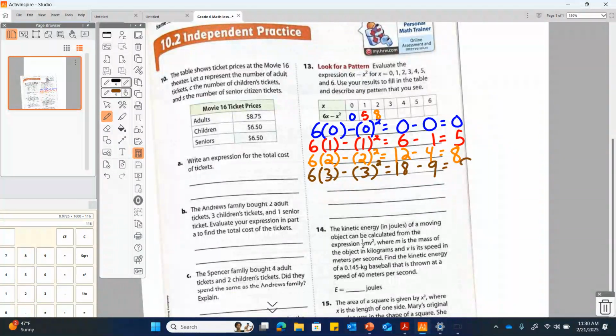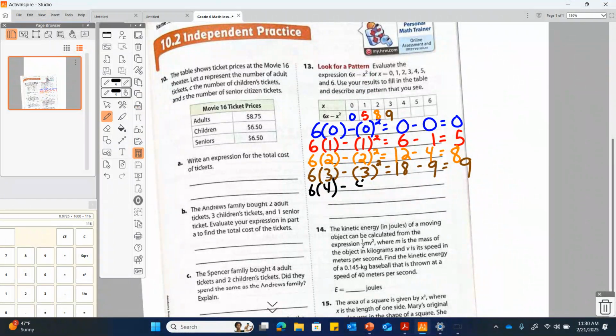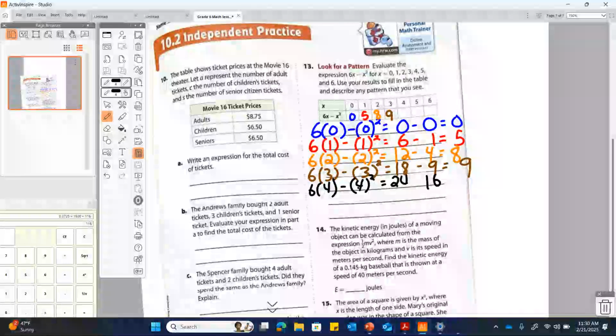Okay, keep going here. Let's do black for this one. 6 times 4. 4 squared is 16, because we're doing order of operations. Do our exponents first, then go back. 6 times 4 is 24. 24 minus 16 is 8.